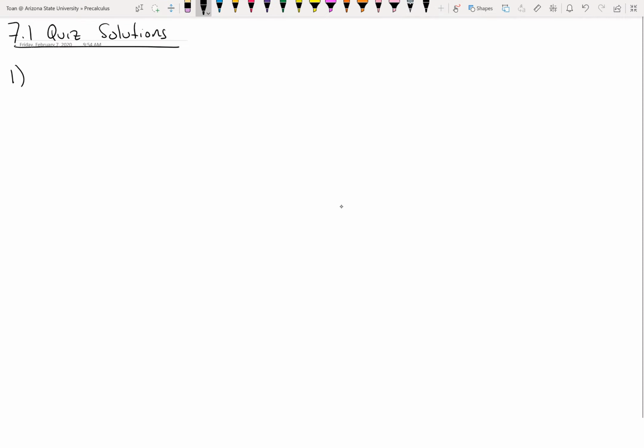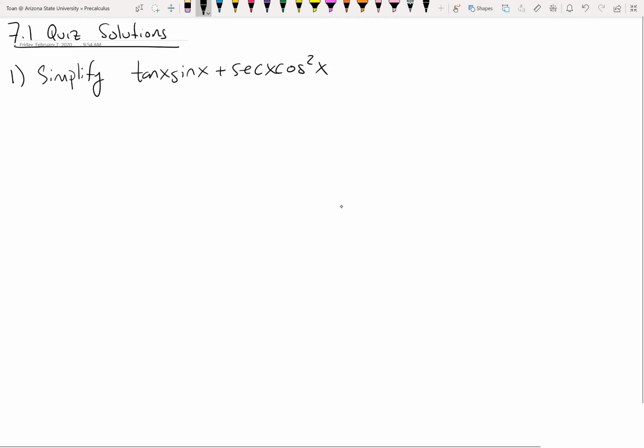So number one had you simplifying tangent of x times sine of x plus secant of x times cosine squared of x.